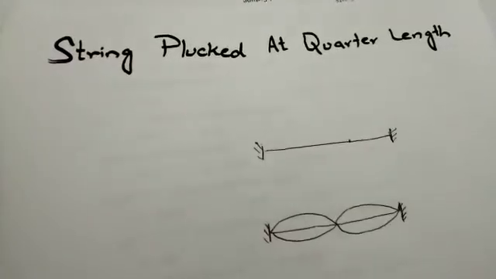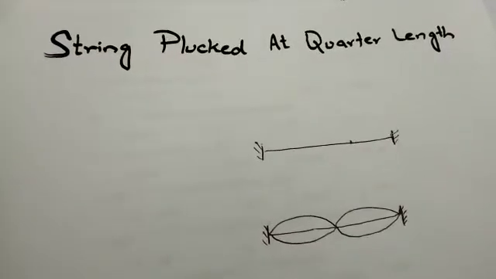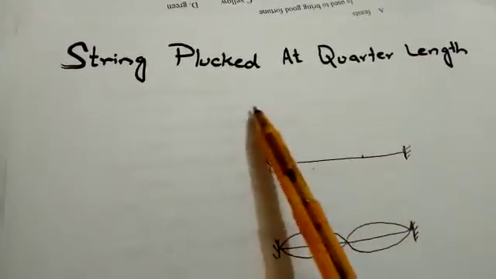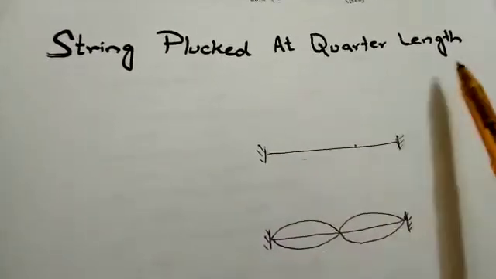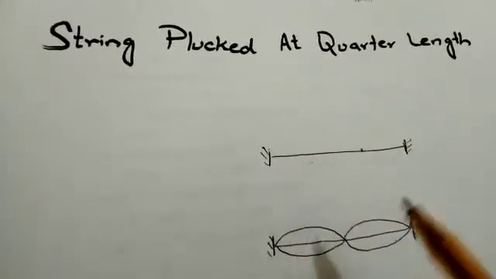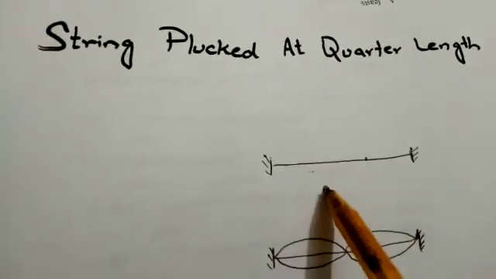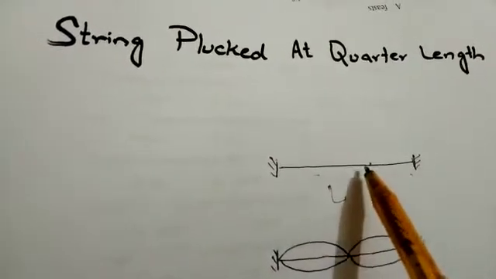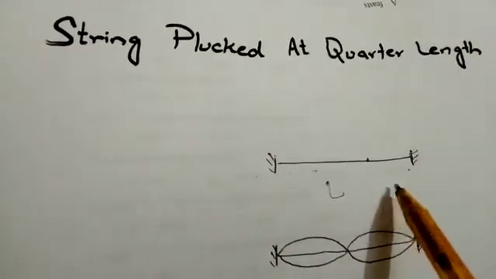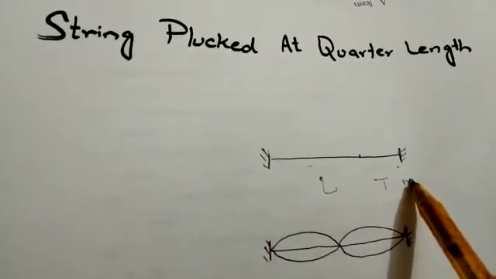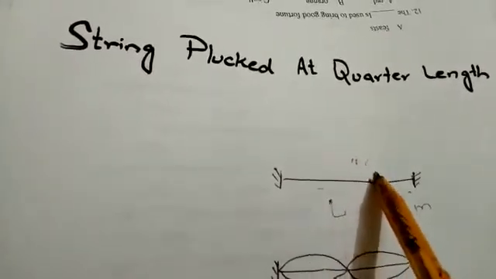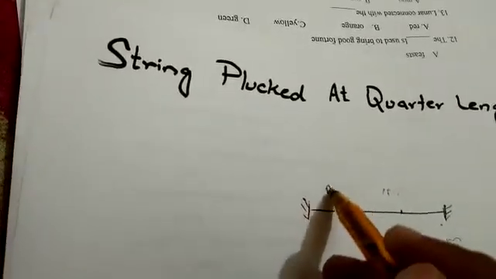Okay, now we discuss the case when we pluck the string at the 1/4 part, means when the string is plucked at quarter length. Let's again consider a string of length L clamped between two fixed points, having tension T and mass per unit length m, and the mass of that string is capital M.